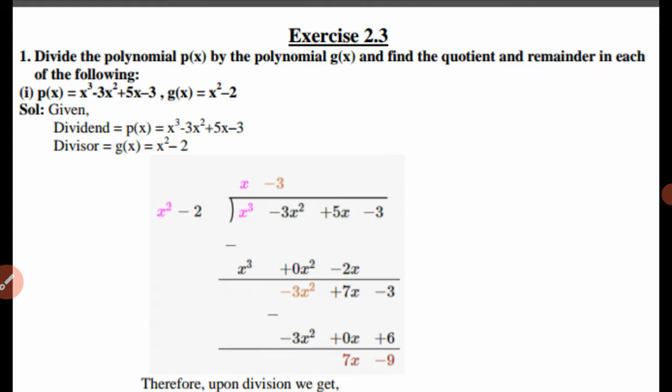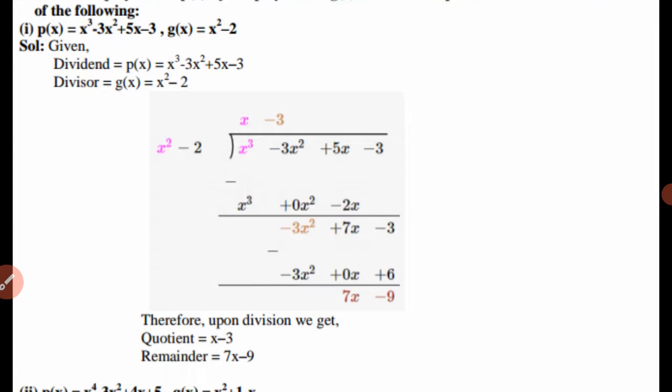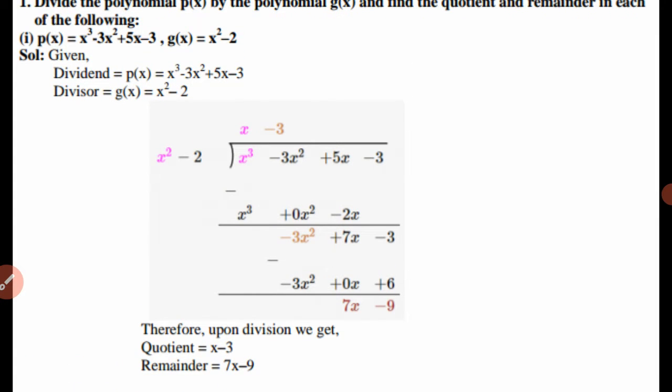So in this first part we have given p(x) equals x cube minus 3x square plus 5x minus 3 and g(x) equals x square minus 2. Now here we can say that the dividend is p(x), that is x cube minus 3x square plus 5x minus 3, and the divisor is g(x), that is x square minus 2. So in this case we will divide it.